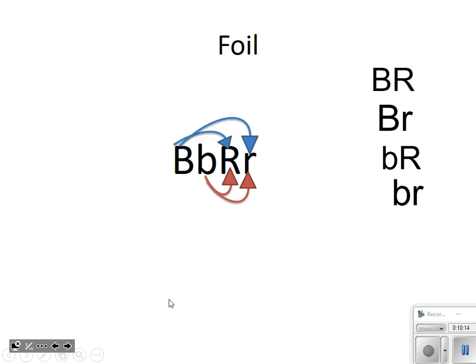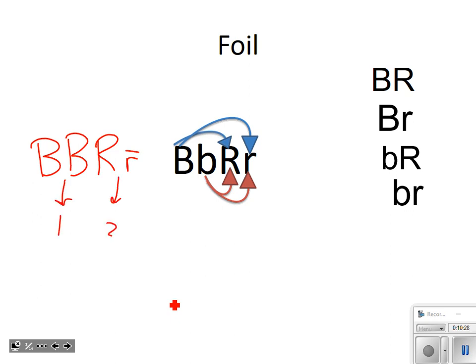So, now we've got all 4 of our gametes. Now, let's see what would happen. Okay, just for fun. Remember, I just did this one, and I said 1, I said 2. 1 times 2 is 2 gametes, right? I said that we would have 2 gametes. Well, let's FOIL that.